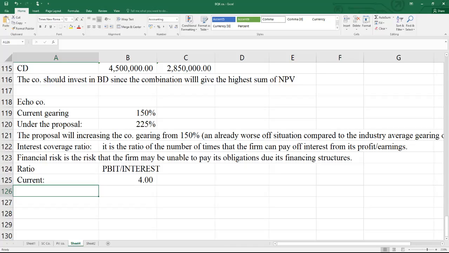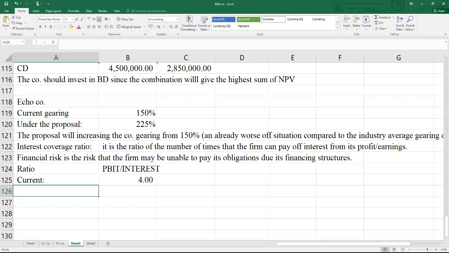The industry average is how much? 8 times. Now, what does it indicate? That you as a company have a high financial risk. Why? Because your interest coverage ratio is 4, while the industry has 8 times. Then we are way off the industry, so already you have a high financial risk. Therefore, this proposal, unless it's going to improve that situation, that is increase your ratio, then it's going to be an improvement.